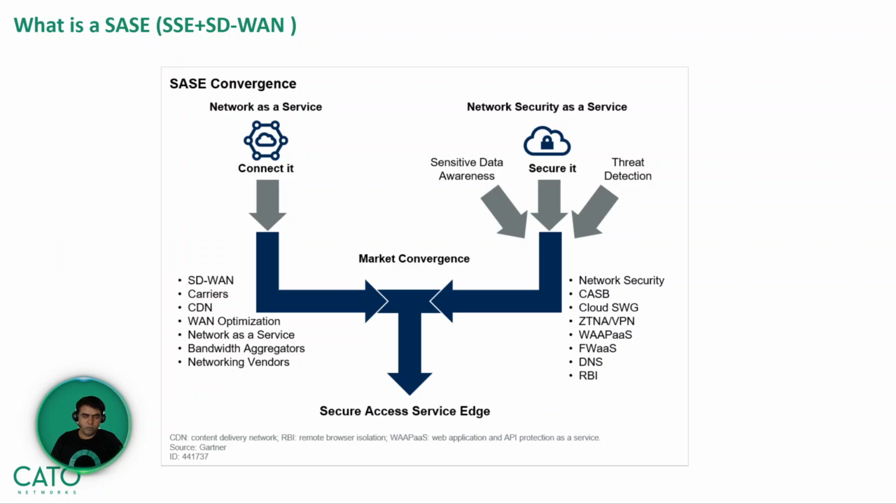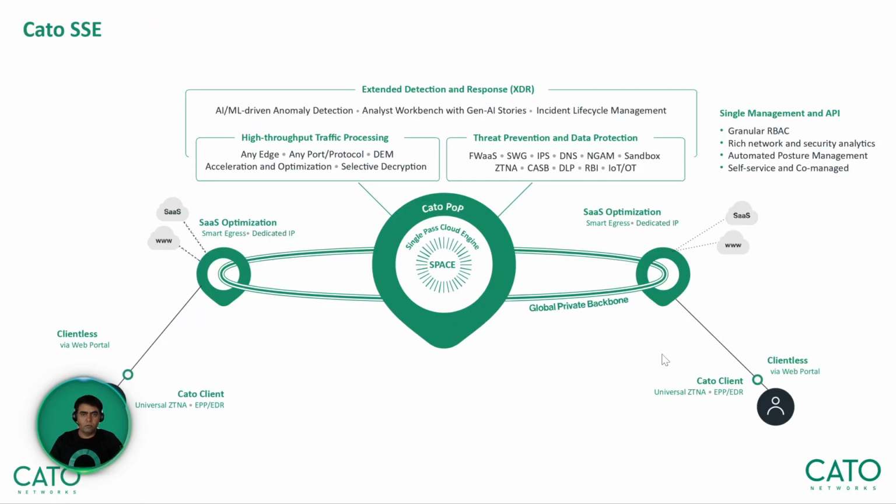In this particular video, I'm going to talk about CATO SSE, which is primarily this piece. Before I explain how the CATO SSE onboarding happens, I'll quickly run through what the SSE component is. As I said, there are two components in SASE: one is SSE, one is SD-WAN. This video is primarily for SSE. Maybe in the next video, I'll talk about SD-WAN separately.